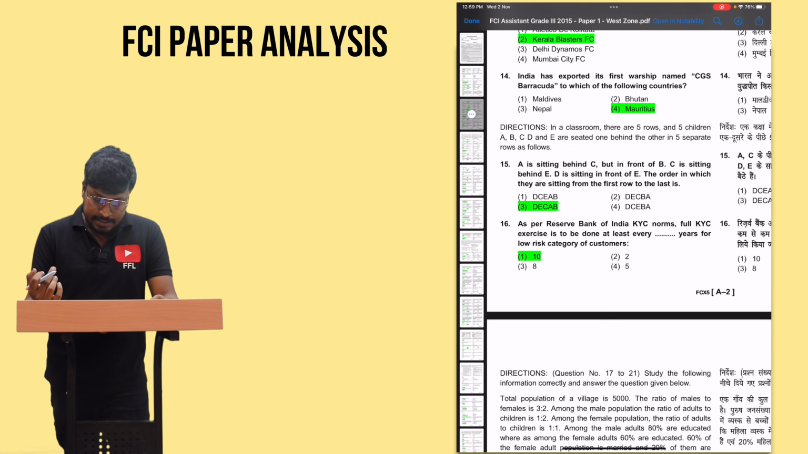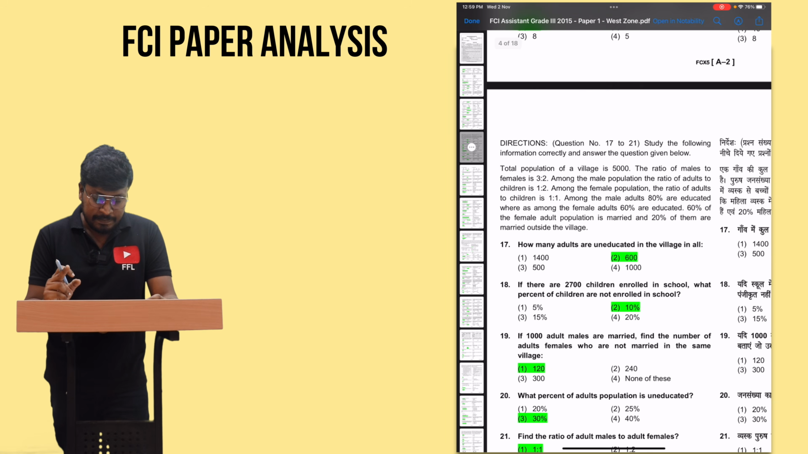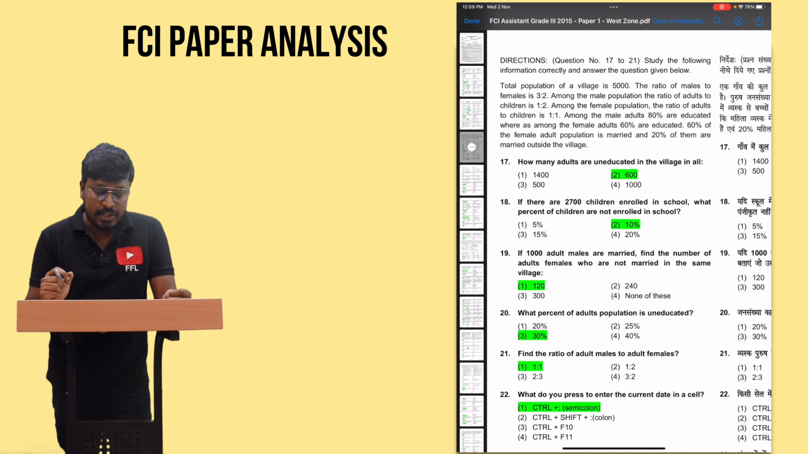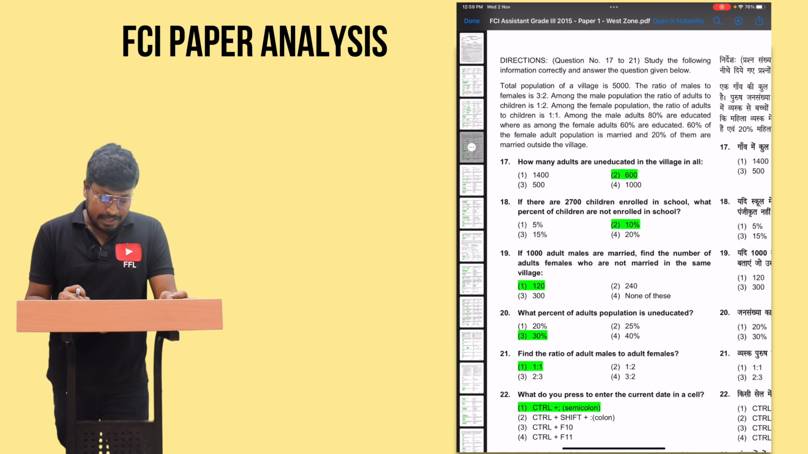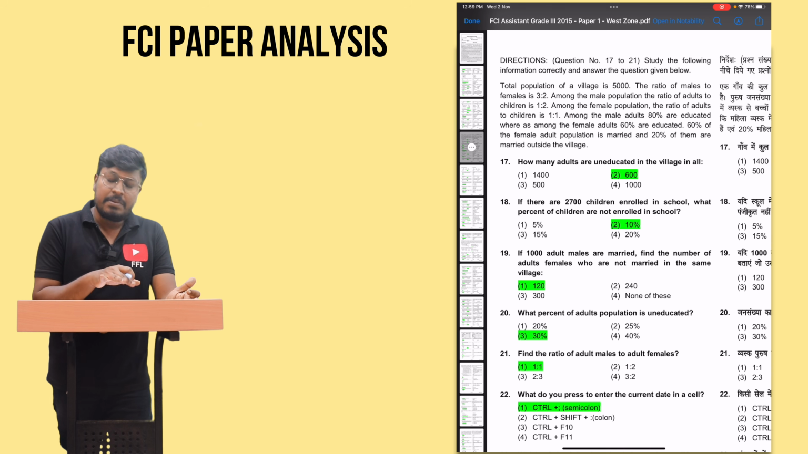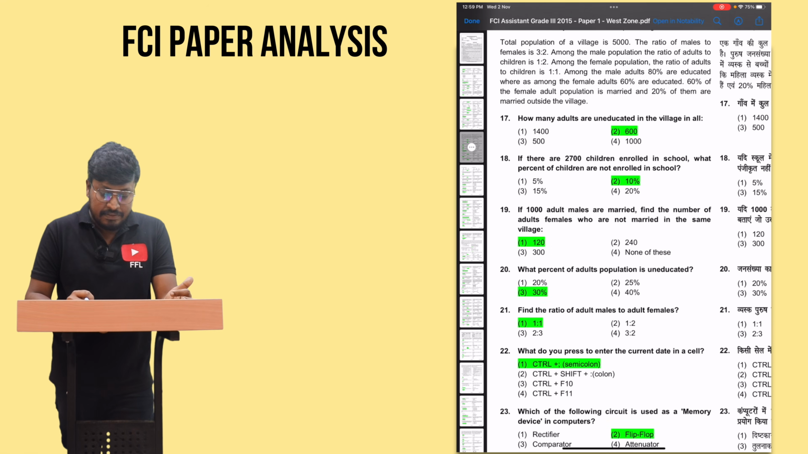See, all these are general science. A is sitting behind C. Arrangement, only one question was asked. Total population of the village is 5,000. The ratio of males and females is 3:2. What question is this? Case-let, right? So case-let question, or you can solve this question either by set theory or case-let based upon the contents they have given in the passage.